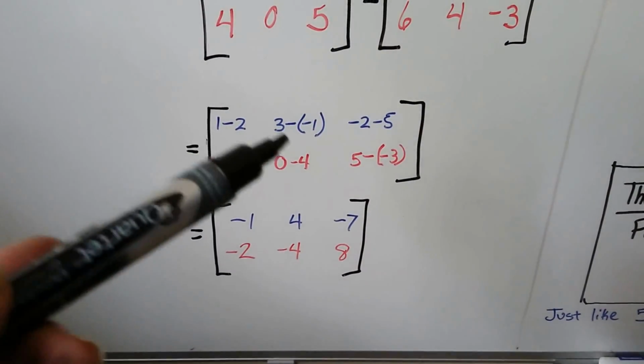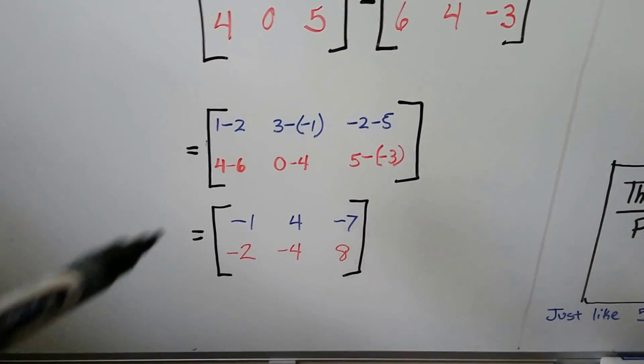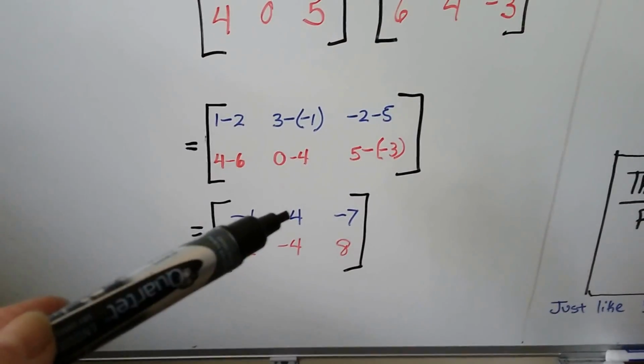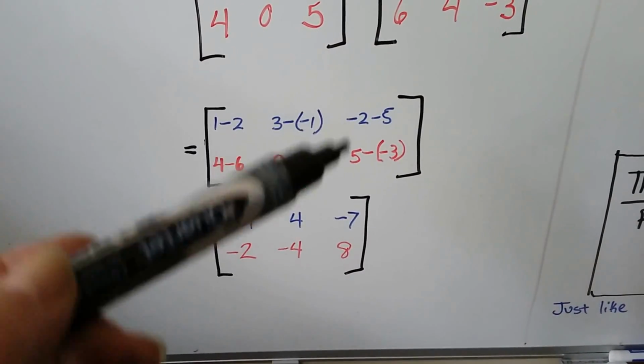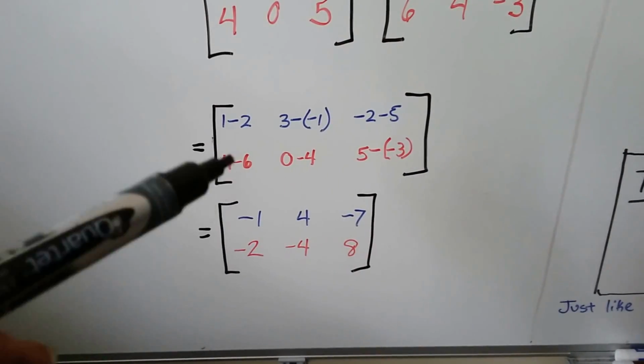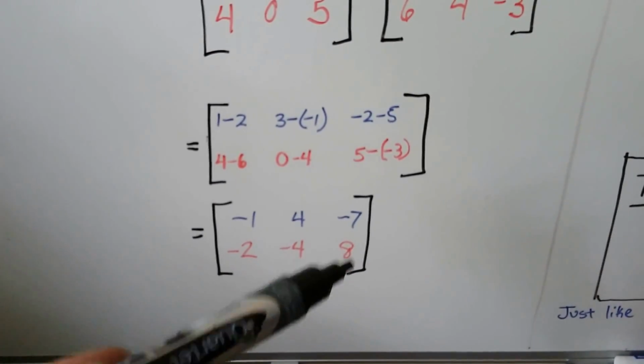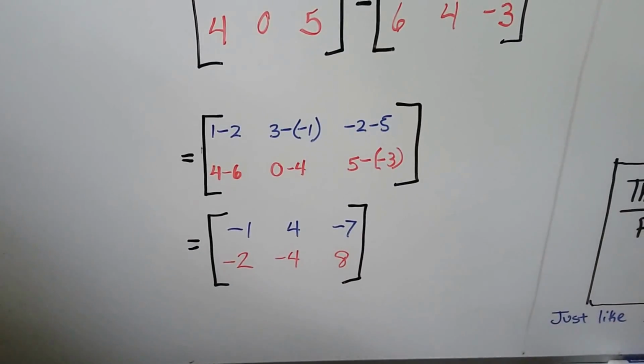Just remember, when you subtract a negative, you add the opposite. So that's going to give us a negative 1 here, a positive 4 here, because we're adding the opposite. We're going to get a negative 7 here. We're going to get a negative 2 here, a negative 4, and we're going to add the opposite again and get an 8. All right?